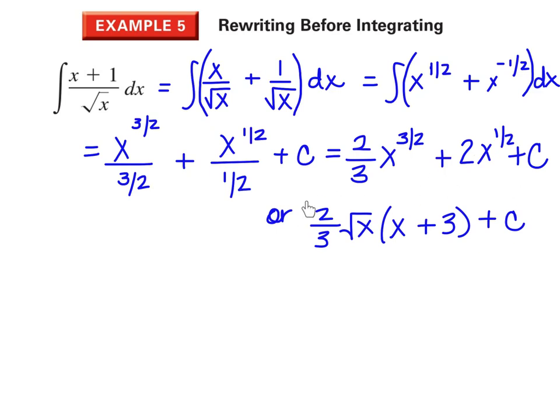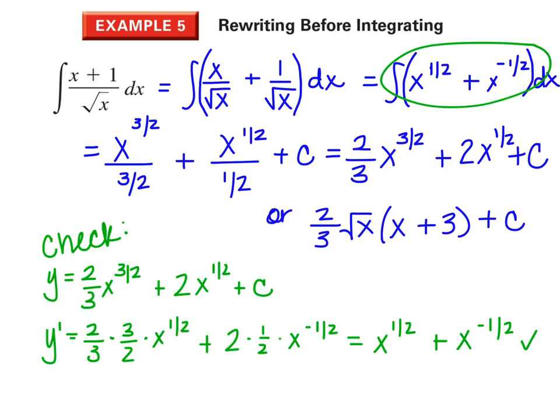And here's another way that you can write that. You could take out the 2/3 square root of x and you're left with just the quantity of x plus 3 plus c. And then at this point I'm going to check, so I'm going to take this result here and I'm going to take the derivative of it, and when I do that I end up with x to the 1/2 plus x to the negative 1/2, which is one of the ways that I rewrote the original function.